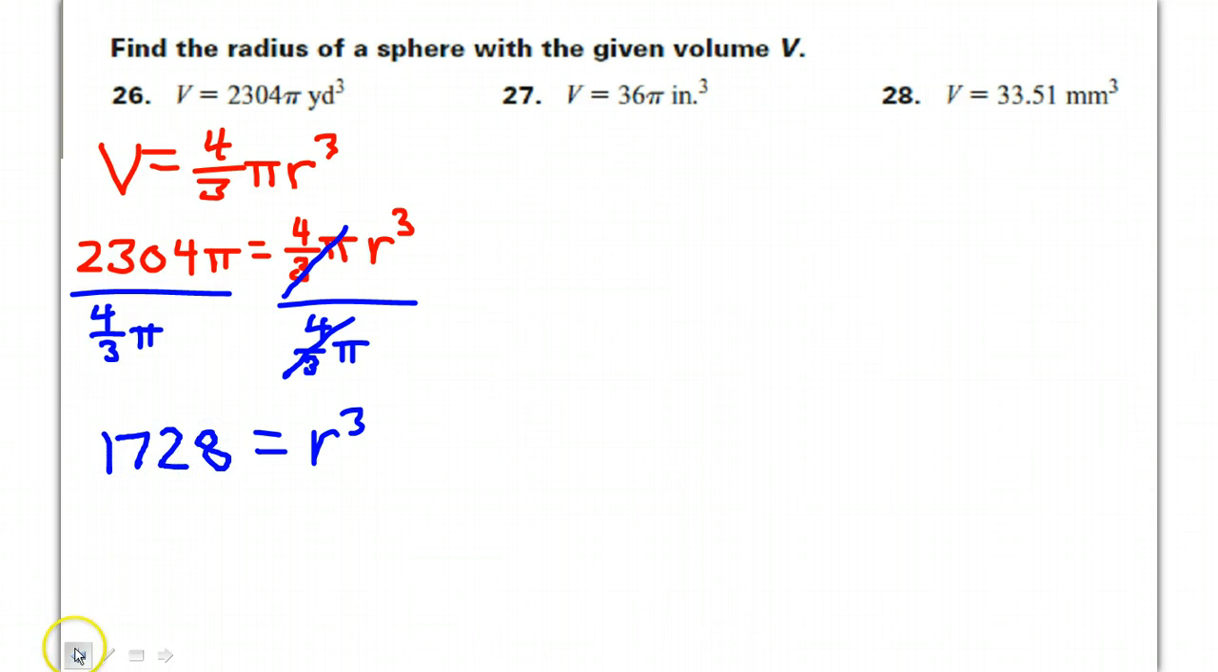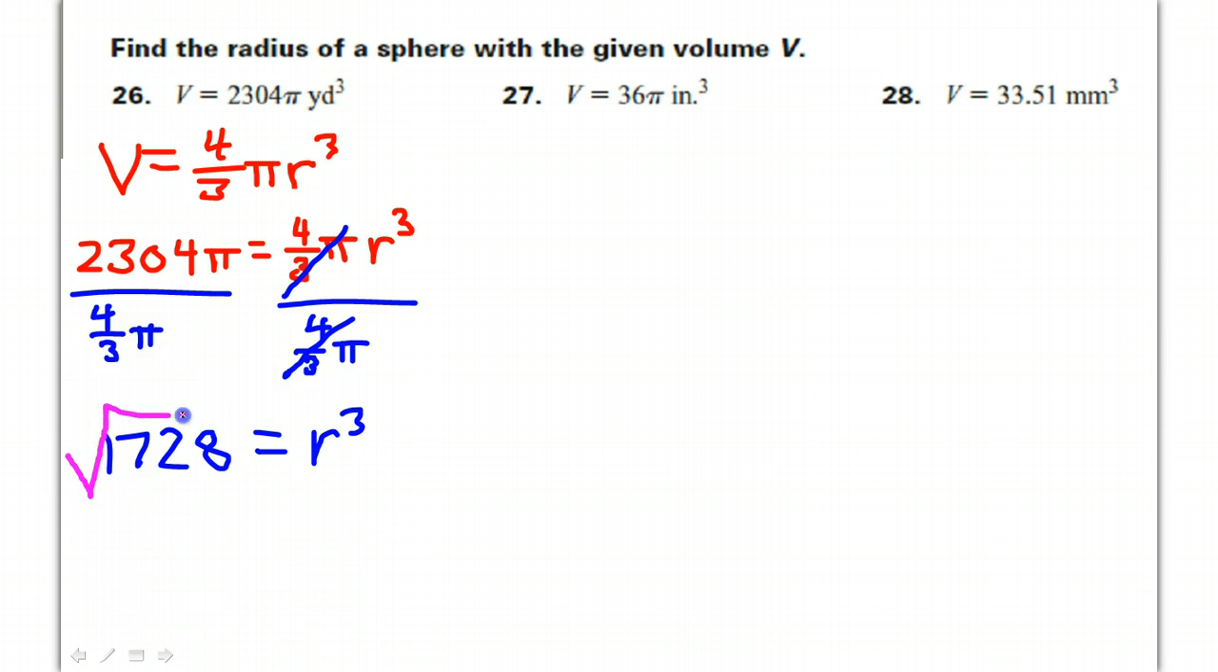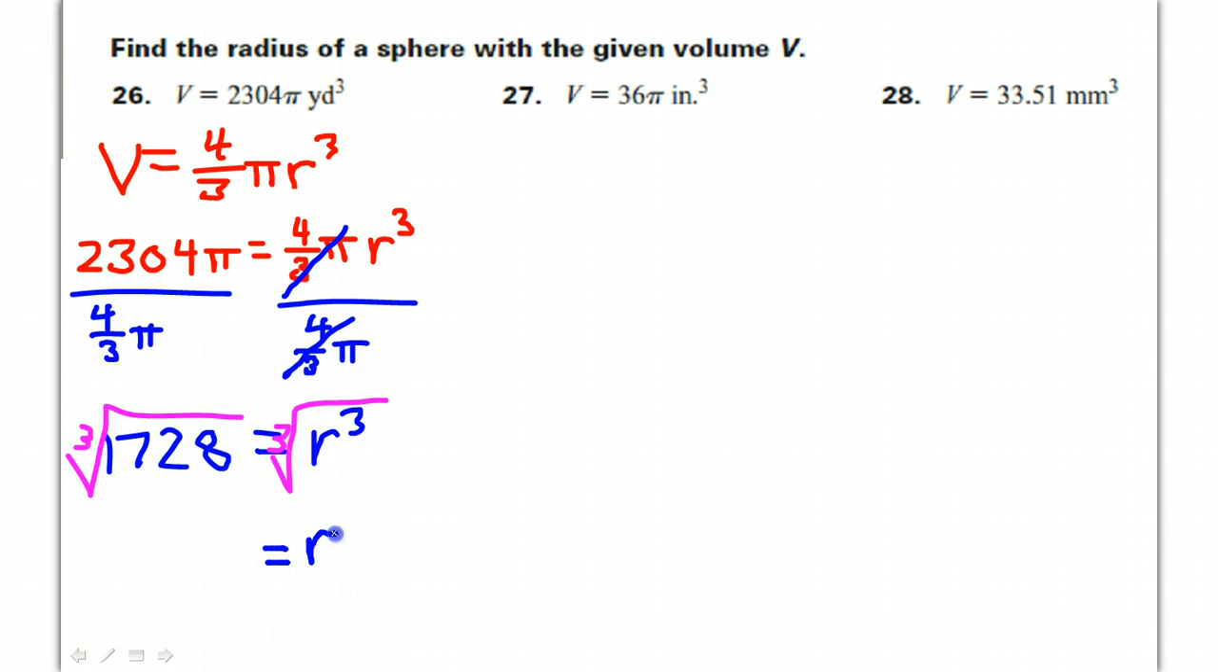Okay, but what am I going to do now? Right, we got to take the cube root to get r by itself. We're going to have to do the cube root. Okay, so r turns out to be 12. Any questions about number 26?